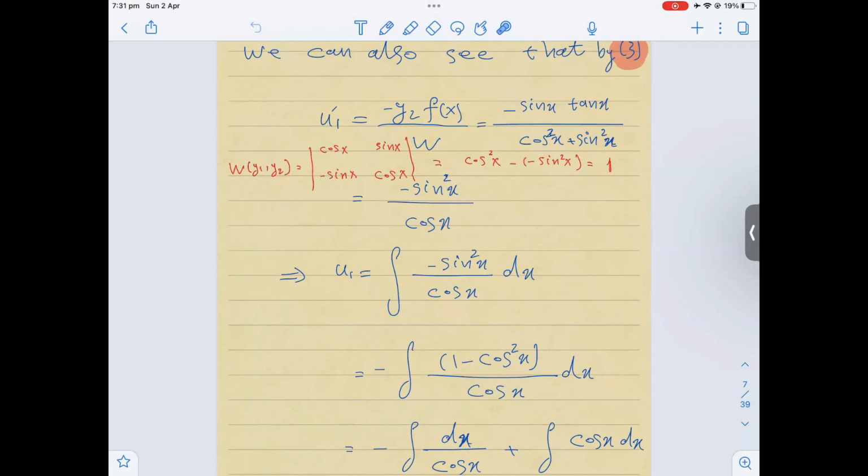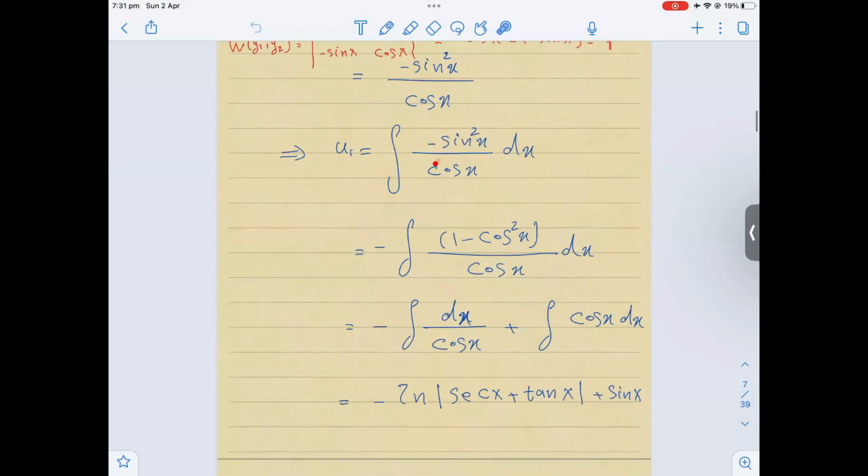So now instead of tan, I can write sine over cos. So I can obtain this guy. So u1 will be this guy here. If I use some identities in trigonometric equations, I will get this. The second integral is obvious.